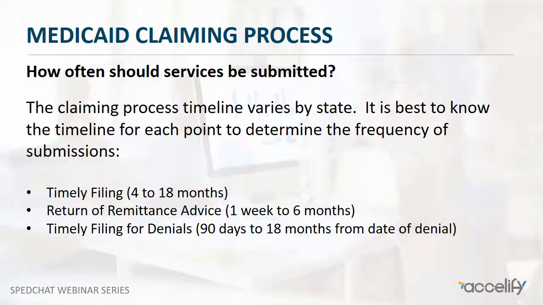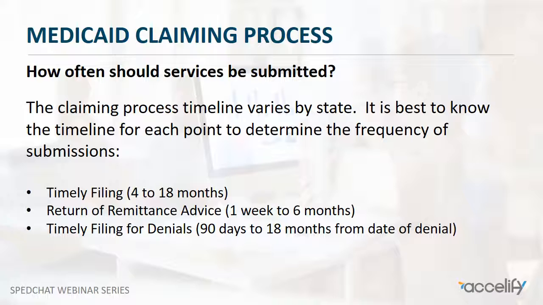Now, how often should services be submitted? The claiming process timeline varies by state, and it's best to know the timeline for each point to determine the frequency of submissions. And when I say each point, I mean, what is your timely filing limit for your regular services, that initial submission? We've seen this range from 4 months to 18 months to submit a service, depending on the state you're in.